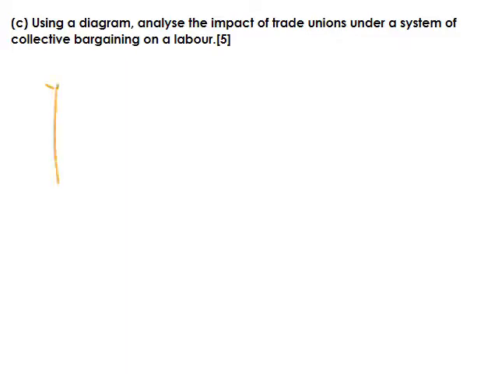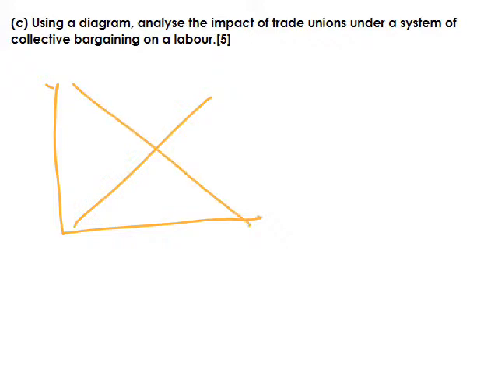Firstly, using a diagram, analyse the impact of trade unions under a system of collective bargaining on labour. So you have the supply of labour, the demand of labour, its wages rather than prices.